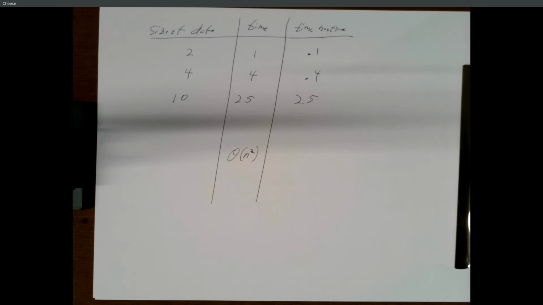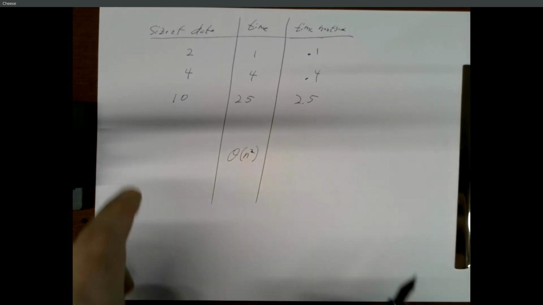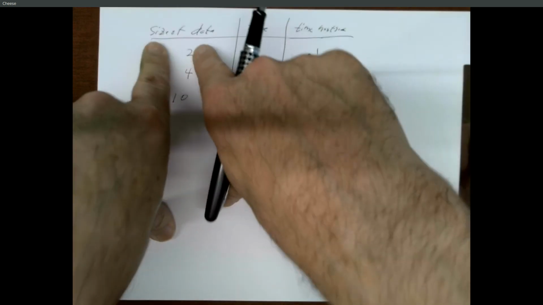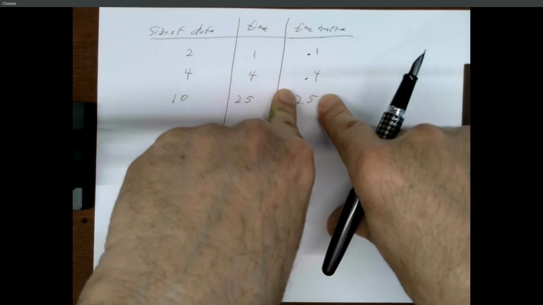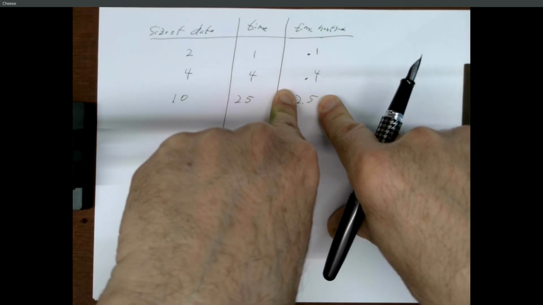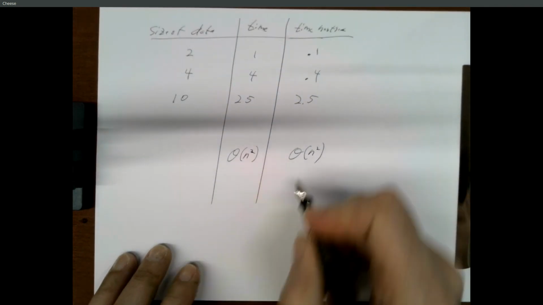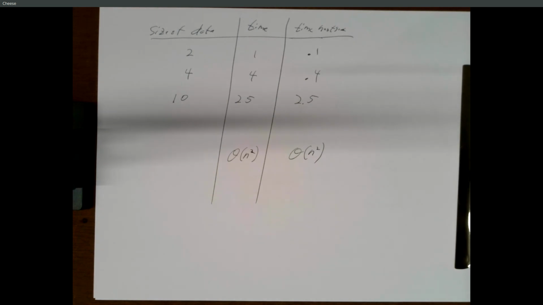But the growth in time complexity is still the same. When we double the amount of data, we quadruple the amount of time. When we increase the data by 5x, the amount of time increased by 25, 5 squared. So this is still order n squared. And so this order of complexity is kind of impervious to linear scaling.